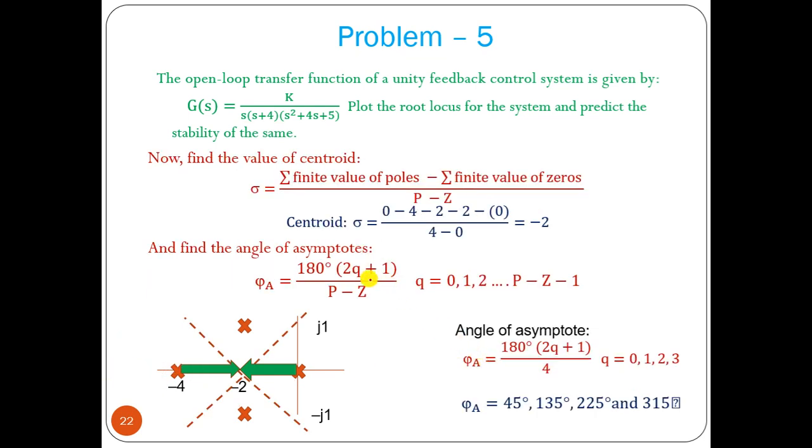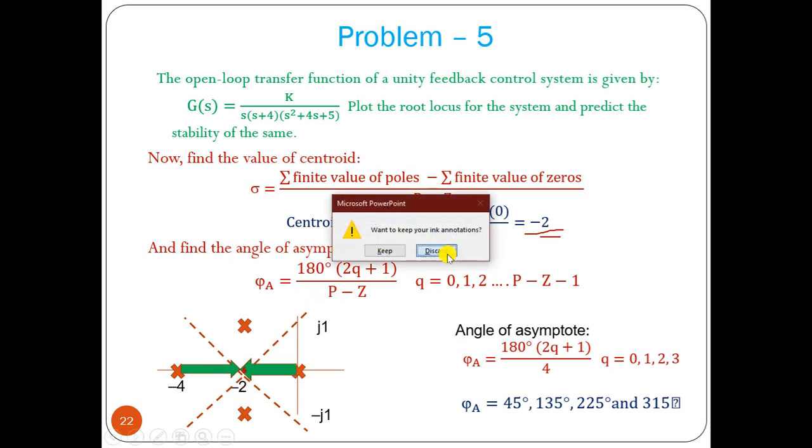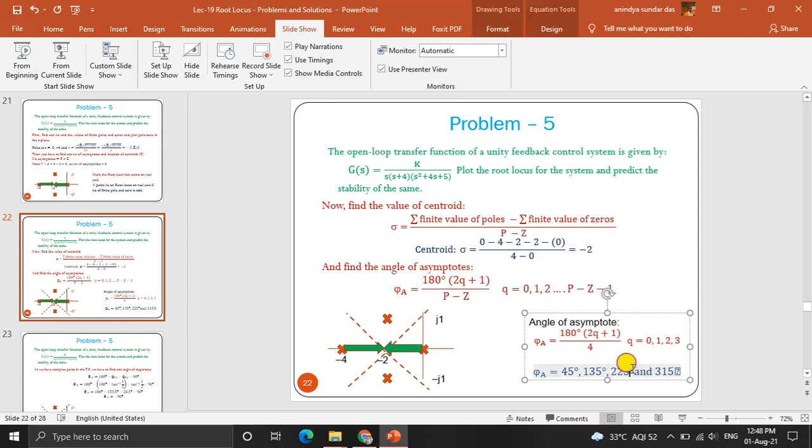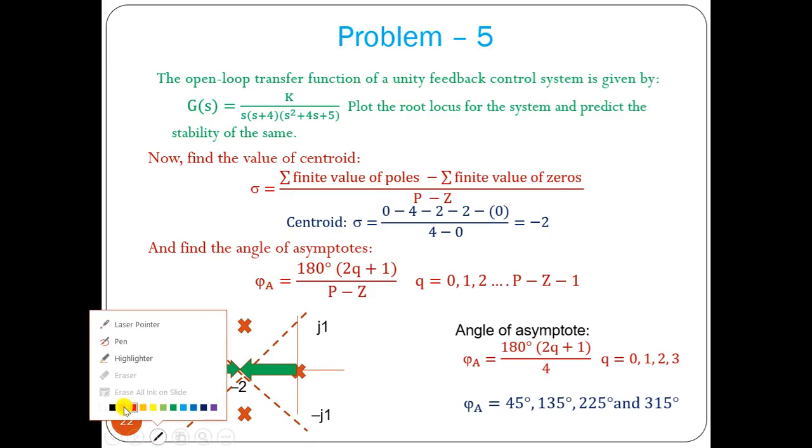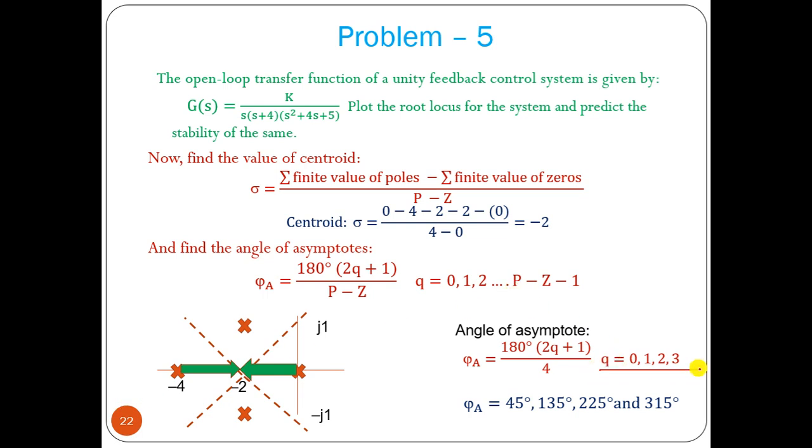Now we have to find the centroid. So 0, minus 4, minus 2, minus 2, so it will be minus 2. So the centroid is at minus 2. Then we find the angle of asymptote. The formula is 180 degrees times (2q plus 1) divided by (P minus Z), and for P minus Z equal to 4, the range should be 0 to 3, that is 4 minus 0 minus 1 equals 3. If we put q equal to 0, 1, 2, 3, we will get these four angles, which we can observe here.